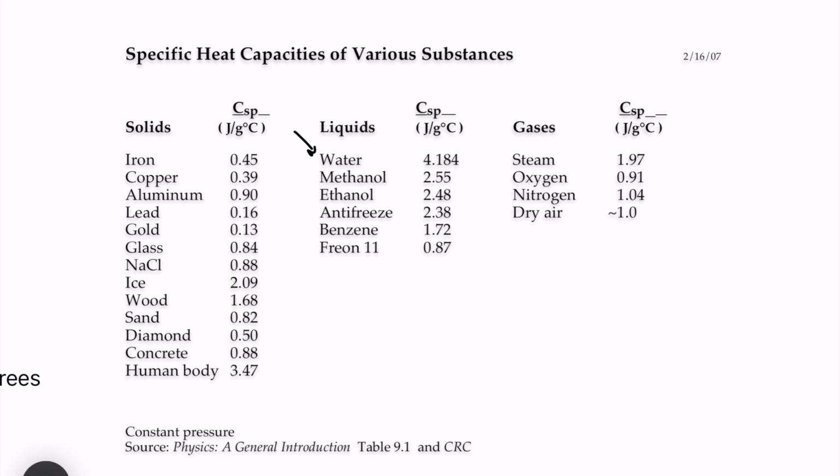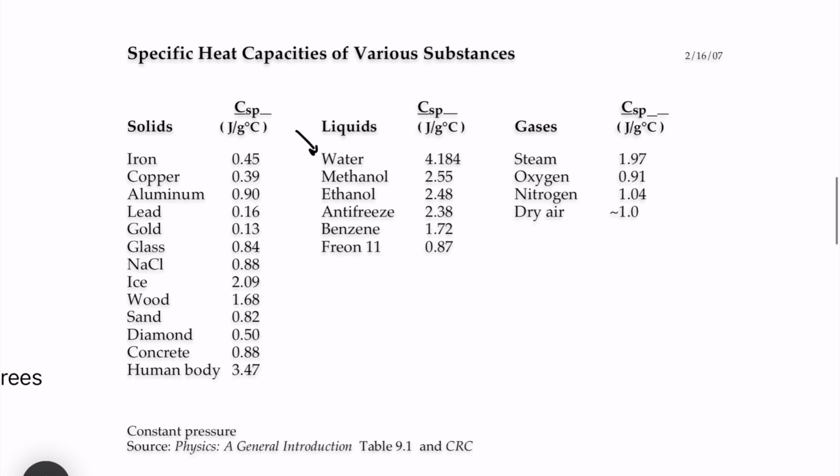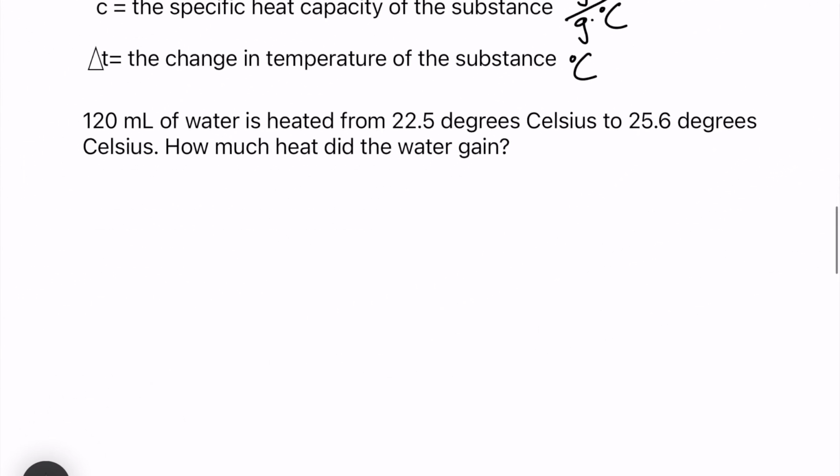Okay, so let's take a look at some examples here. Let's try and make this make sense. Let's get to work. So example number 1. It says 120 milliliters of water is heated from 22.5 degrees Celsius to 25.6 degrees Celsius. How much heat did the water gain?